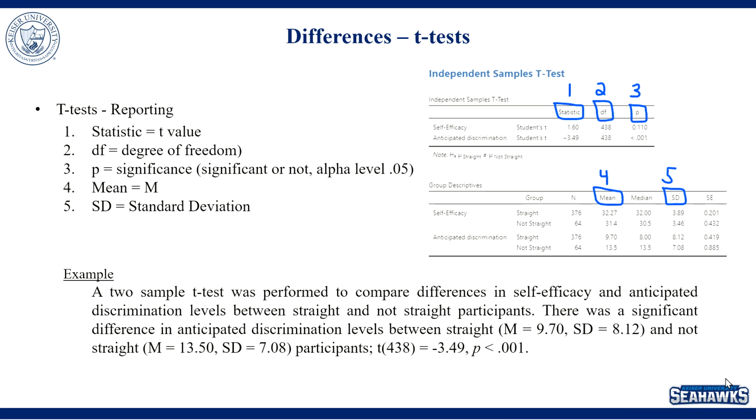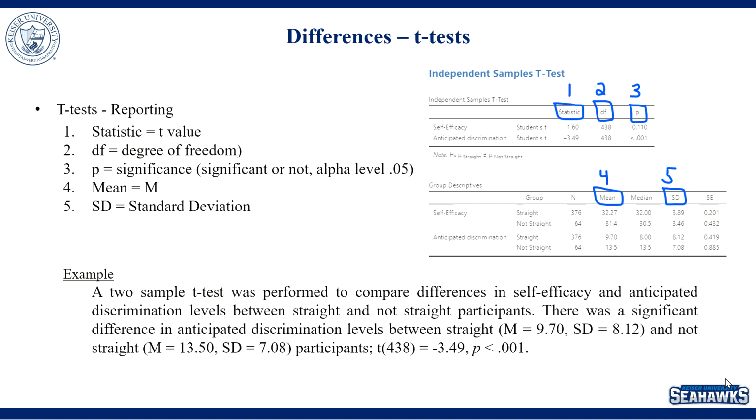T-test reporting: how do you report t-test results? Here's a detailed breakdown of that. The information you get in the independent samples t-test results includes five different bits of information that are valuable. The statistic, number one, that's your t-value. That's your statistic. Like you'd have for a correlation, you'd have a p-value. For ANOVA, you'd have an f-value, and so on.